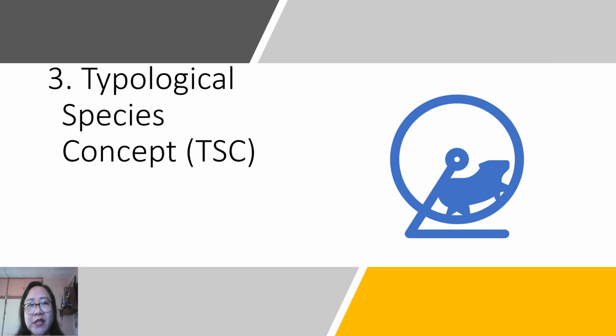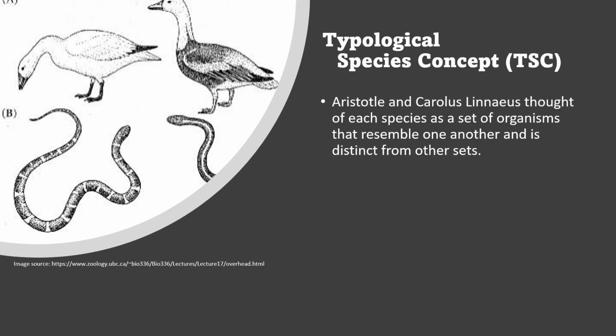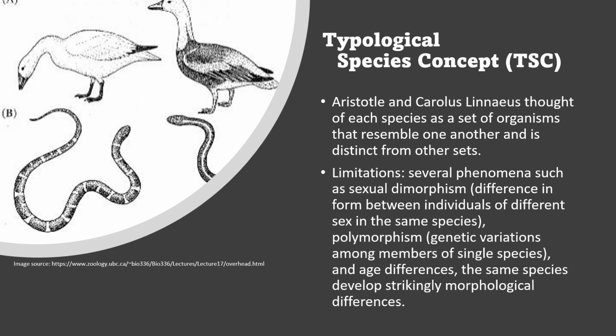Number 3 is the typological species concept or TSC. In the typological species concept, Aristotle and Carolus Linnaeus thought of each species as a set of organisms that resemble one another and is distinct from other sets. However, the limitation of this is that several phenomena, such as sexual dimorphism, meaning difference in form between individuals of different sex in the same species, or polymorphism, genetic variations among members of a single species, and age differences, make the same species develop strikingly different morphologies.